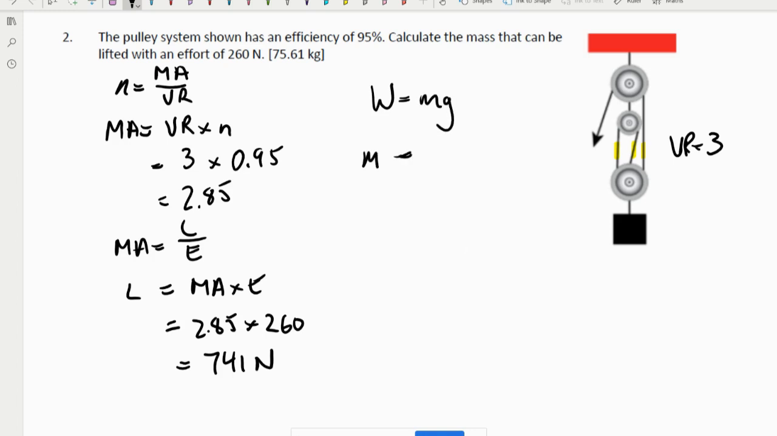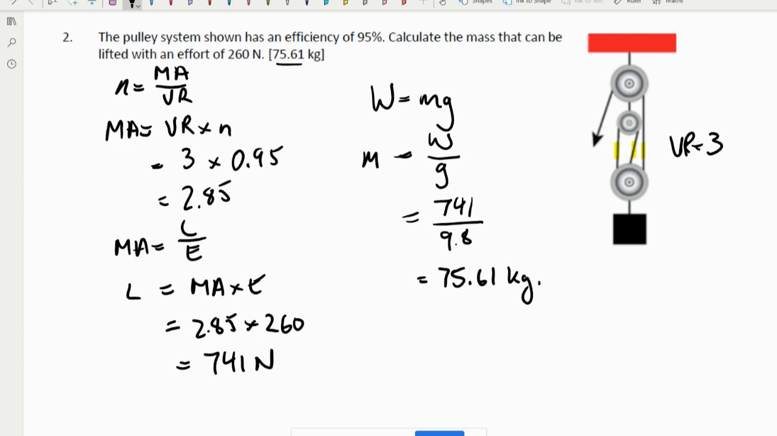So mass, because we're actually looking at the mass of this, that's what we want, equals the weight divided by gravity. So 741 divided by 9.8. Let's do that, divided by 9.8. And we equal 75.61 kilograms. All right, so yeah, that's correct according to this.